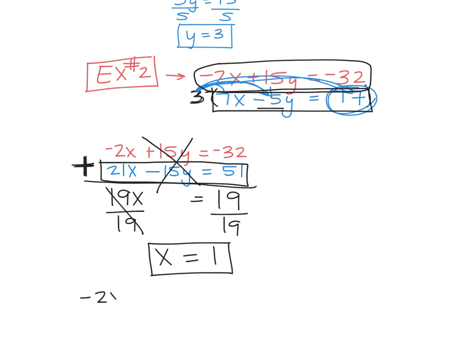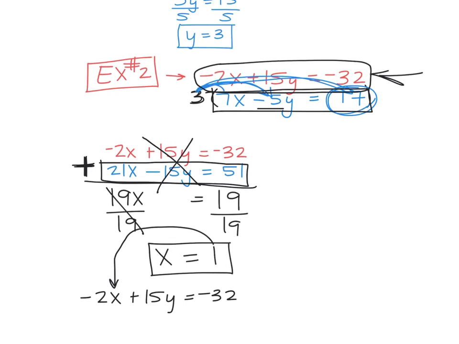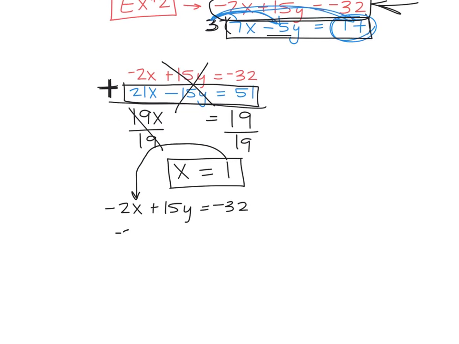So negative 2x plus 15y equals negative 32 was the equation. That was my top equation here. We're just going to plug that x equals 1 into the x spot. So it would be negative 2 times 1 plus 15 times y equals negative 32. And then we just keep simplifying from there. Negative 2 times 1 is negative 2 plus 15y equals negative 32.